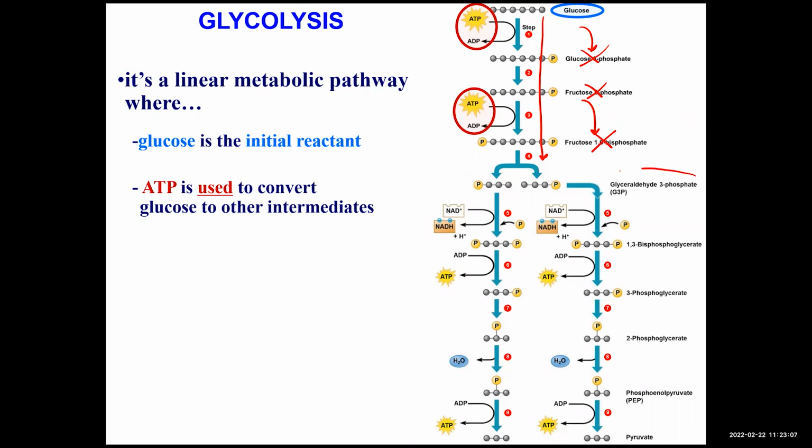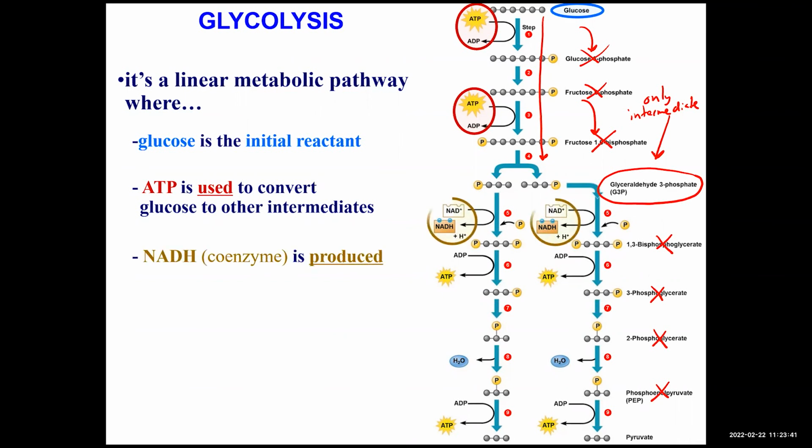That's going to get us down here to G3P. This is the only intermediate you need to know. And that's because it's going to be important for photosynthesis. So all the rest of these intermediate names, you don't need. They're gone. Just that one. The next steps are going to produce a few things. So we are going to make some coenzyme, and we are going to make some ATP.